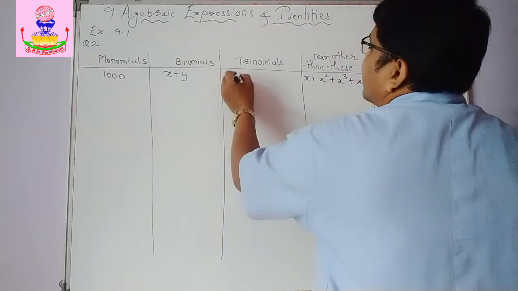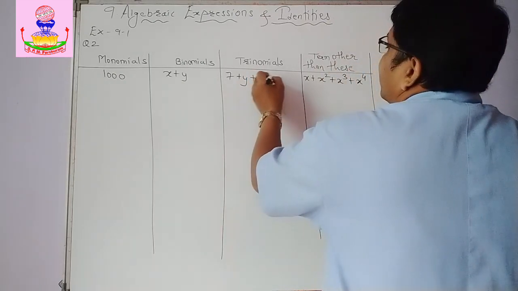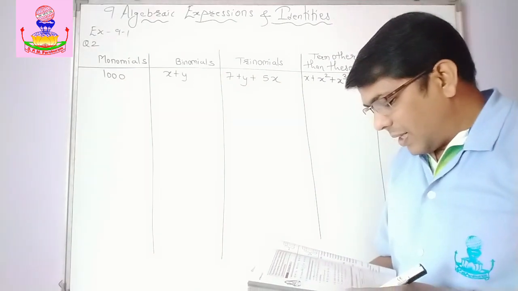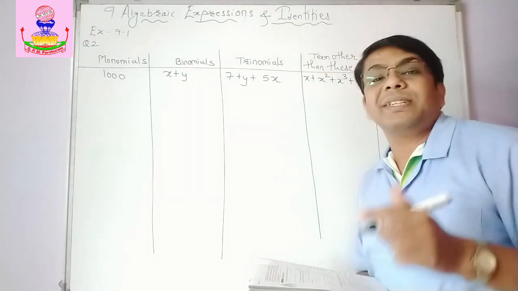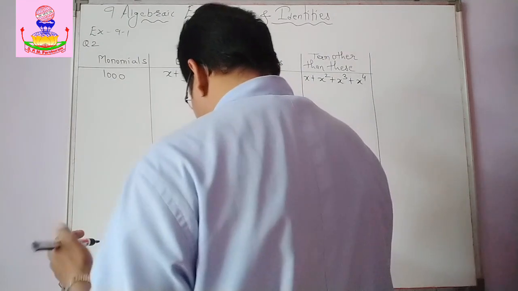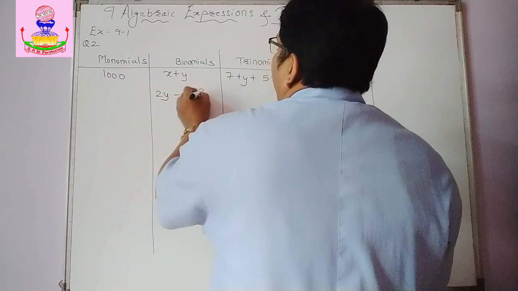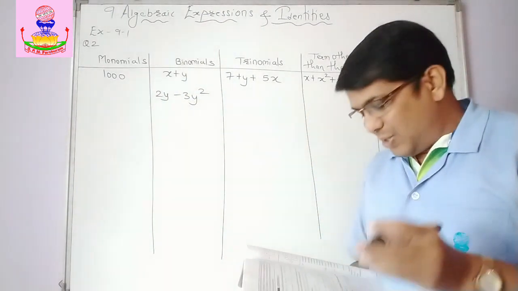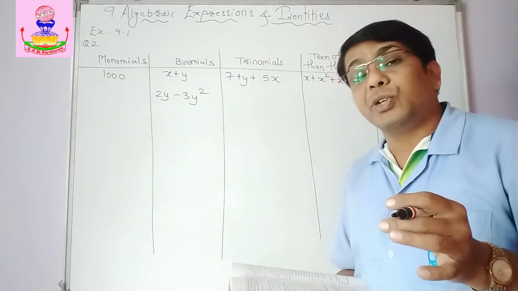So 7 plus y plus 5x. Okay? Then next, 2y minus 3y square. How many terms? 2 terms. So binomial. 2y minus 3y square. Okay.